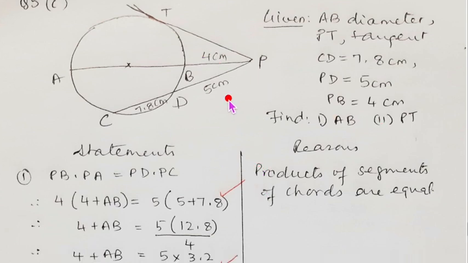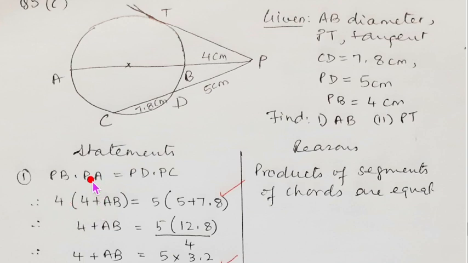So to begin with, remember this is the external point, and you will have 2 chords here, PA and PC. So the product of the segments of the chord are equal, so we'll have PB into PA is equal to PD into PC, and we just write the same thing. And what is the reason? Product of segments of chords are equal. Then PB is how much? Look at your PB. PB is given as 4 centimeters.